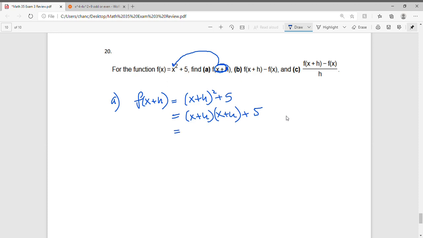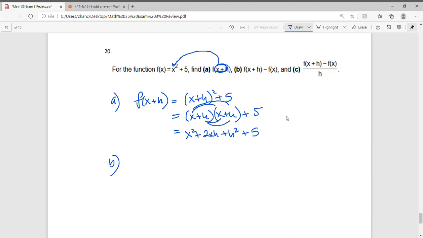Now you want to do the scratch work here on the side. I'm going to have to FOIL this out, so do that scratch work on your own. But you should get x squared plus 2xh plus h squared when you FOIL this stuff out. And so that's part A, that's f of x plus h.